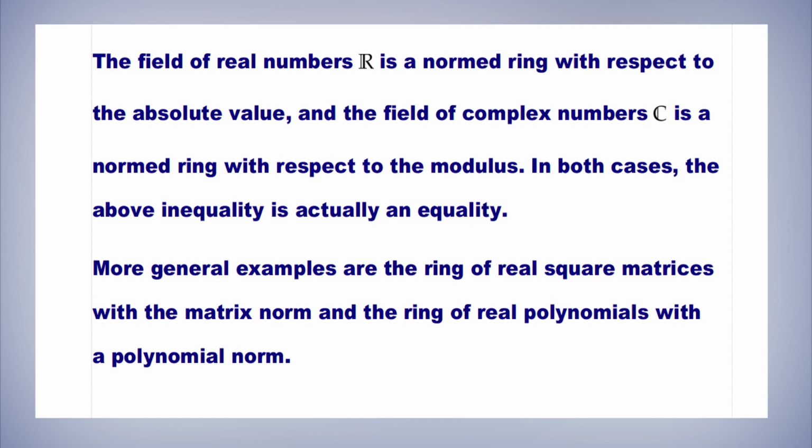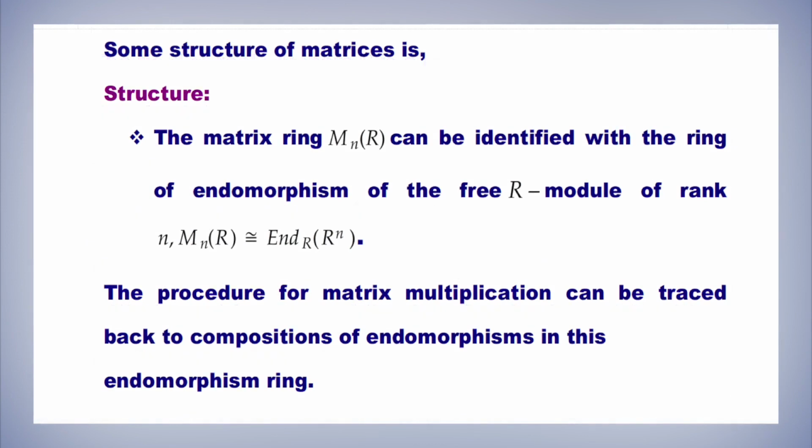More general examples are the ring of real square matrices with the matrix norm and the ring of real polynomials with the polynomial norm. Let us see some structure of matrices. The matrix ring Mn of R can be identified with the ring of endomorphisms of the free R-module of rank n: Mn of R is isomorphic to the endomorphism ring of R^n over R. The procedure for matrix multiplication can be traced back to compositions of endomorphisms in this endomorphism ring.